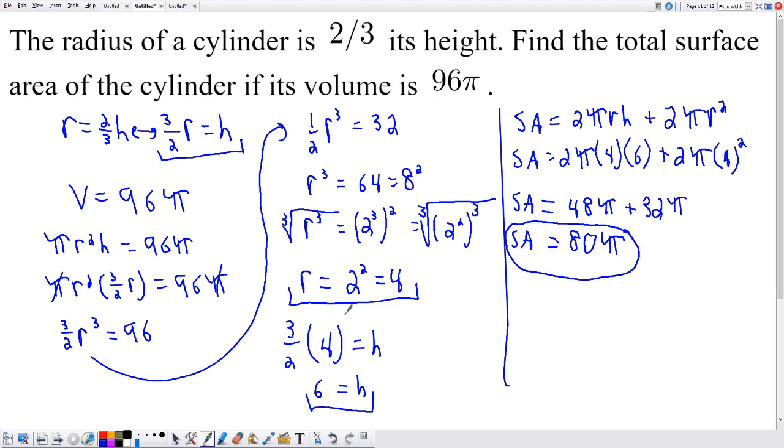So the trick to this problem is just taking the information it gives you and breaking it down into things you know. It tells you about the volume, it tells you the radius in terms of the height. Solve for what you know in surface area. You need to find the radius and the height, so try to find both of them. And as long as you keep your steps organized and you know what you're doing, the problem shouldn't be too bad.